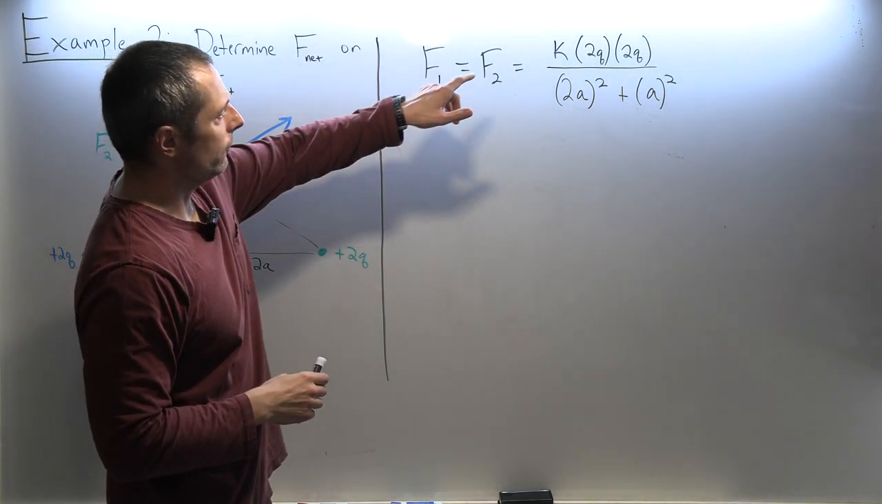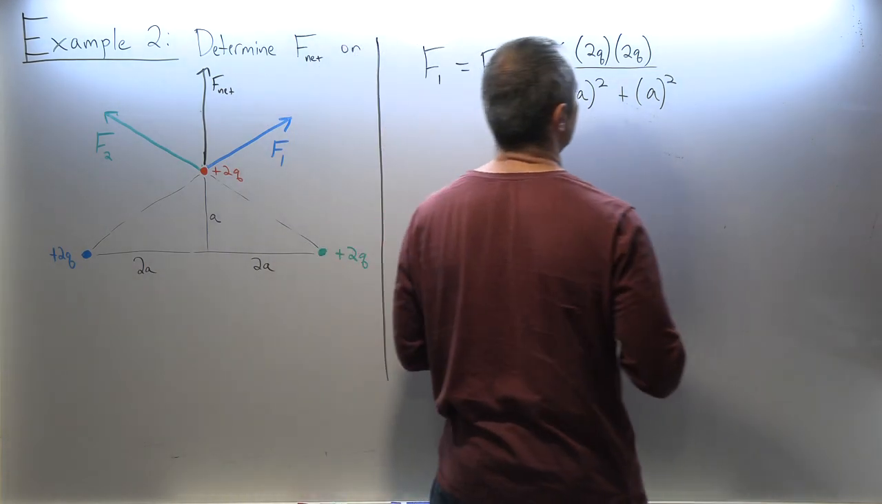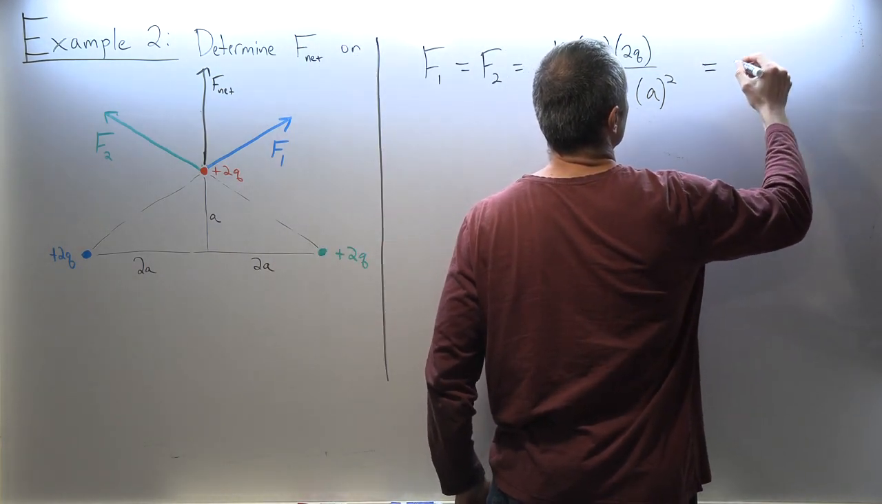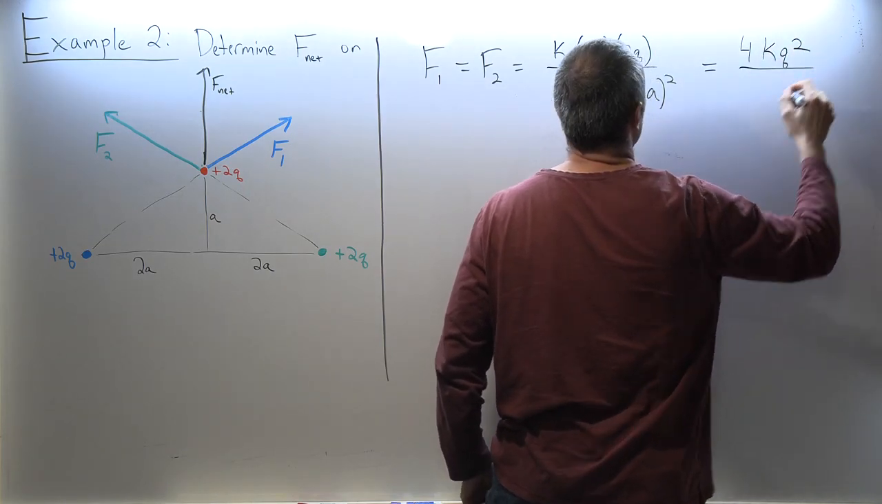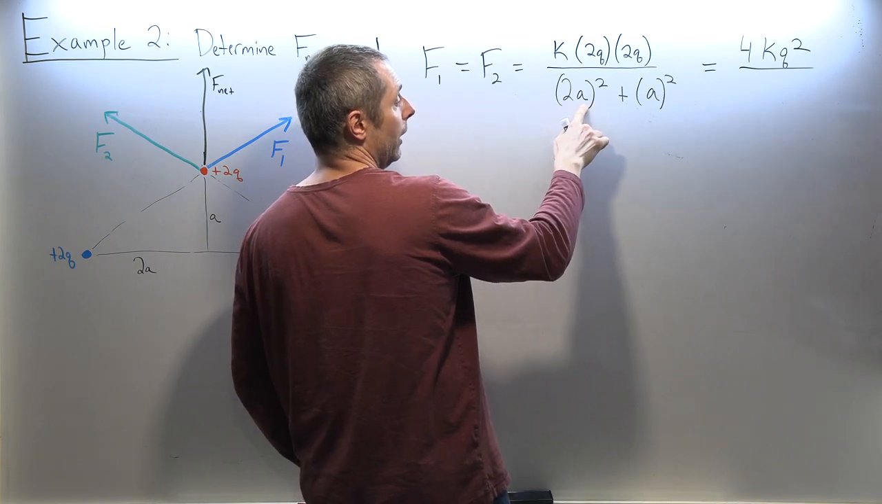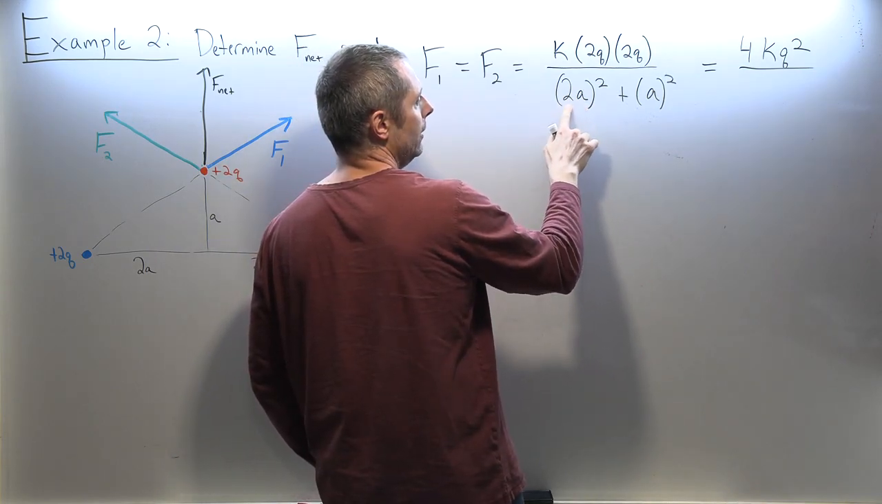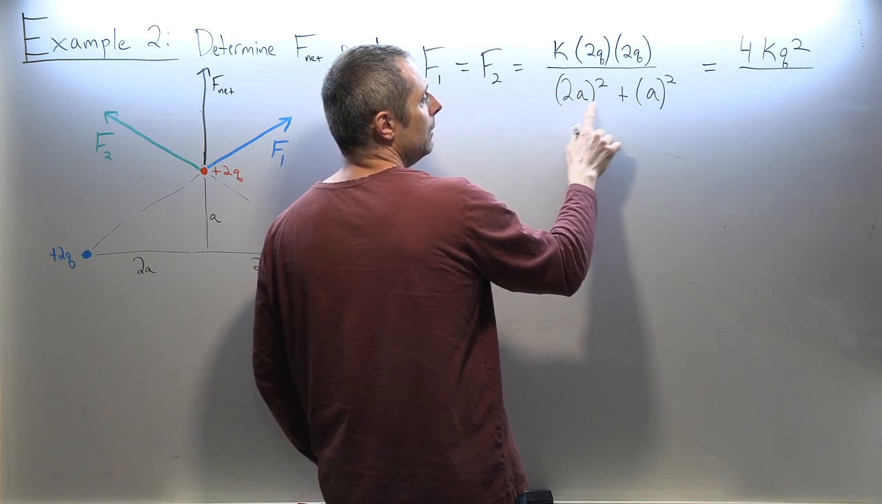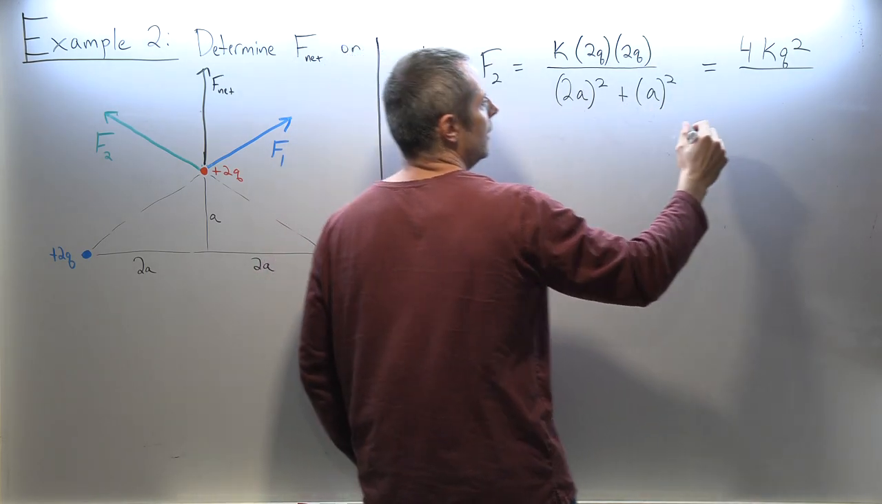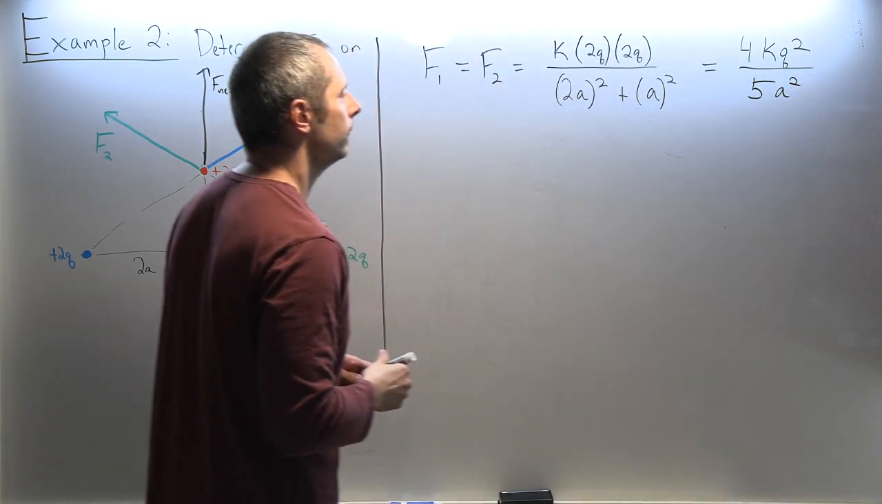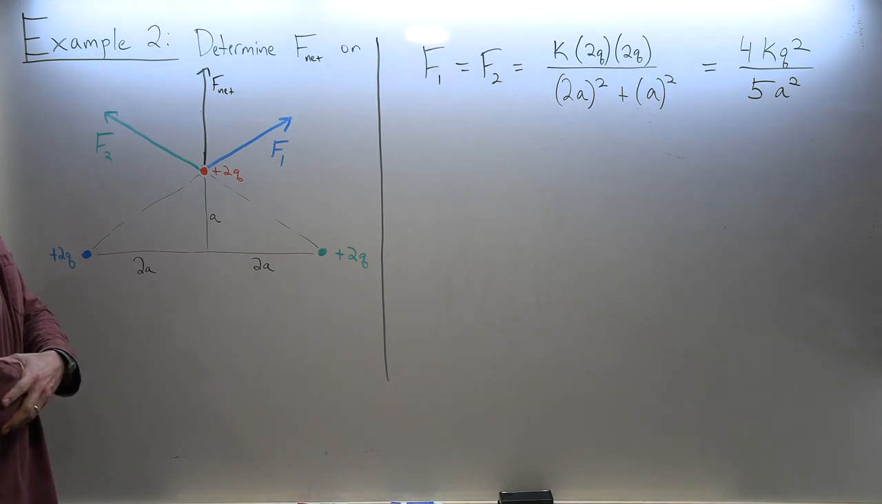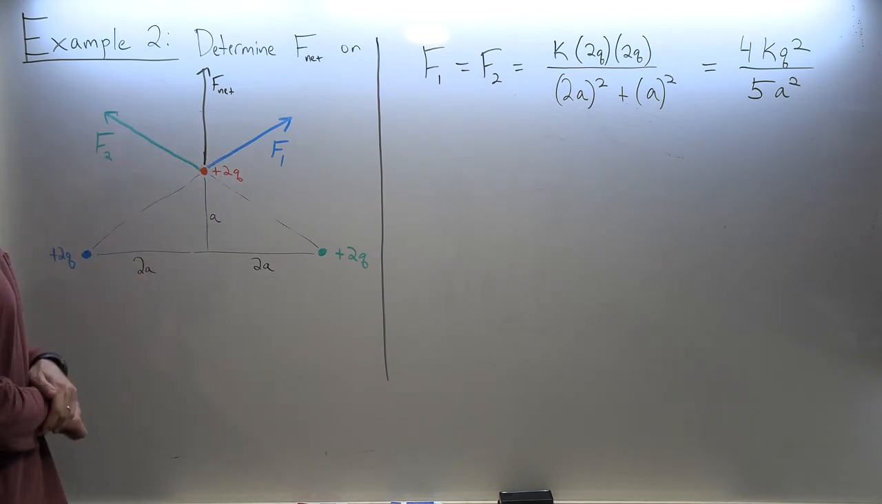So in the top I have 4kq squared. And in the bottom here, I have to square everything in the parentheses. This is actually 4a squared right here, plus 1a squared gives me 5a squared. Okay, so I have the length of these two arrows.